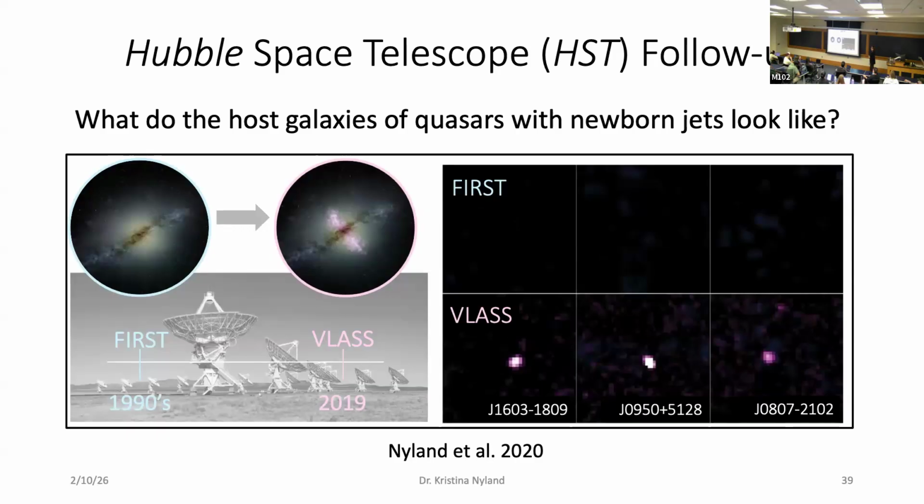Okay, so I want to show you some Hubble Space Telescope follow-up that we've done. This is a graphic that illustrates what we did with FIRST and VLASS. We took data from the 90s, or upper limits of FIRST in the 90s, that were detected 20 years later with VLASS. This is from a press release that's maybe a little bit too dramatic. I don't see any noise in this, but you can just believe me. These sources are really intriguing, and it's really interesting to know what the host galaxies of these sources look like.